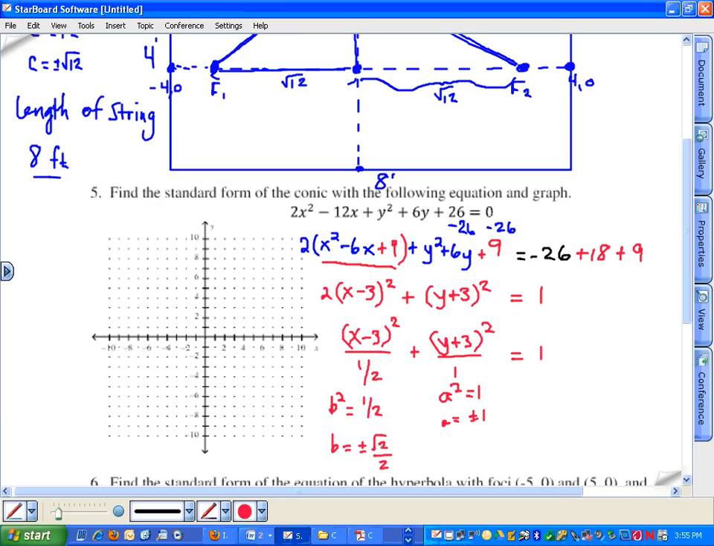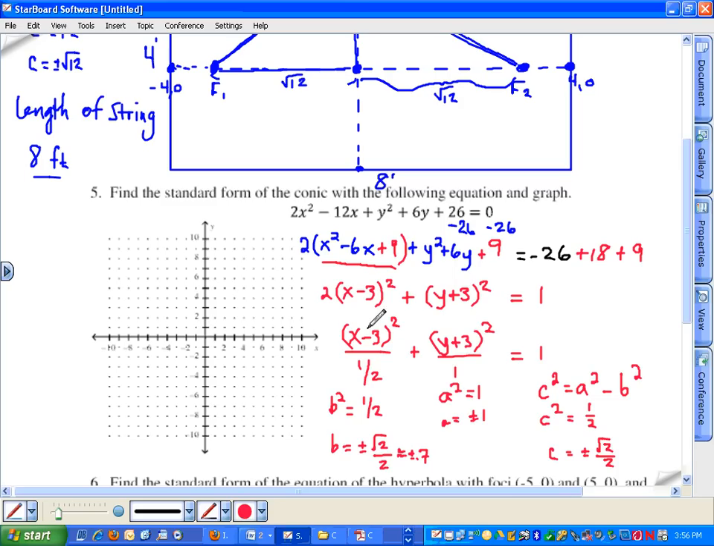Square root of 2 is about 1.4, and if you cut that in half, you get about 0.7. So this is approximately plus or minus 0.7. And now we also need the location of the foci. C squared is equal to a squared minus b squared. A squared is 1, b squared is 1/2. 1/2 from 1 is 1/2, so c squared is equal to 1/2. Square root both sides, and you get c is equal to plus or minus, again, square root of 2 over 2, which is about 0.7.